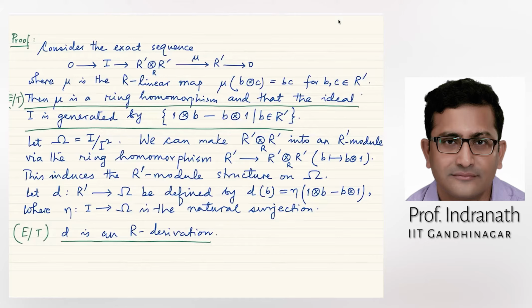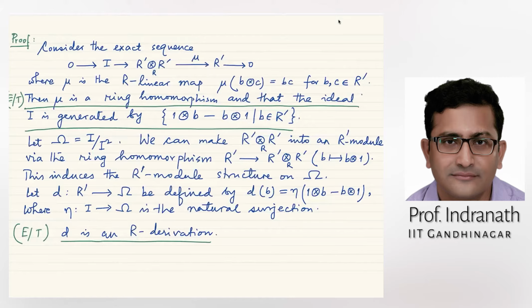So mu is the R linear map given by mu of B tensor C equal to BC for B, C in R dash, okay? Then you can understand this is the kernel, of course. So mu is a ring homomorphism, and the ideal I, the kernel of that, is actually generated by this. As you can see, I have put it under a green line, but this is very easy to verify. You can verify this very easily.